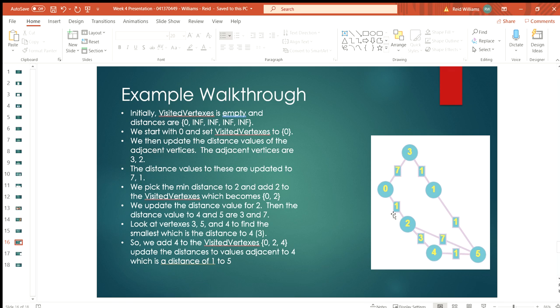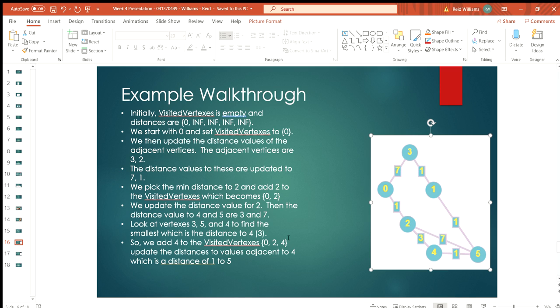But here we don't, because the adjacent vertexes to 2 are 5 and 4. And the distances to these are 3 to 4, and 7 to 5. Since 4 is the shorter of all of the adjacent vertexes that we have, we pop 4 into the visited vertexes, and now we're sitting there, and we say, all right, what's next? Now the adjacencies are 1 to 5, still keeping in mind this 7 to 3, but 1 is obviously shorter.